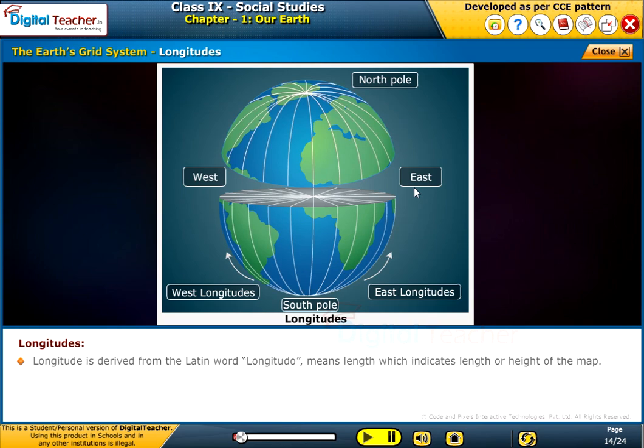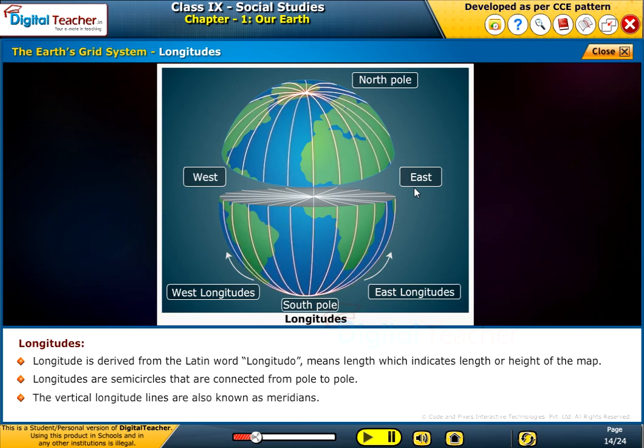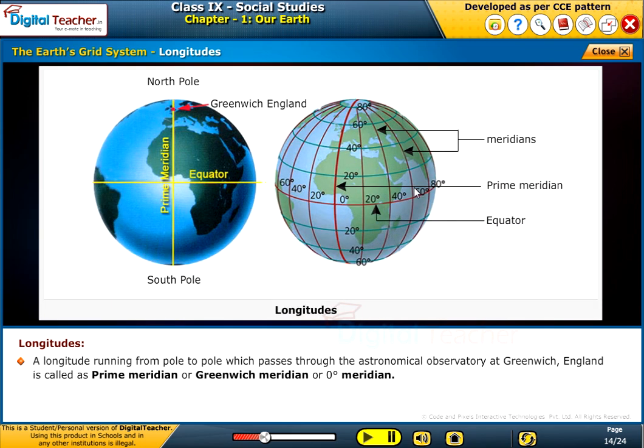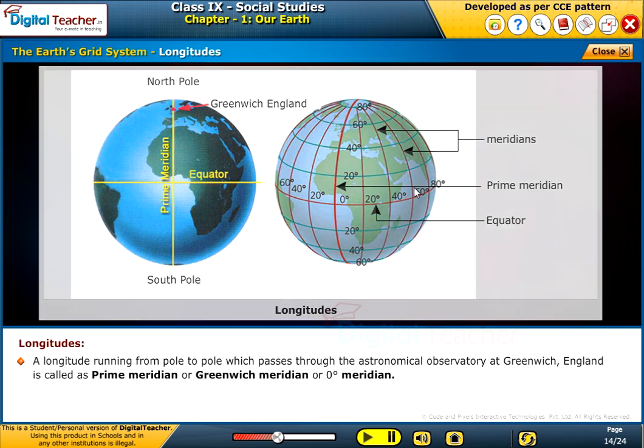Longitudes. Longitude is derived from the Latin word longitudo, means length, which indicates length or height of the map. Longitudes are semicircles that are connected from pole to pole. The vertical longitude lines are also known as meridians. A longitude running from pole to pole, which passes through the astronomical observatory at Greenwich, England, is called as prime meridian or Greenwich meridian or 0 degrees meridian.